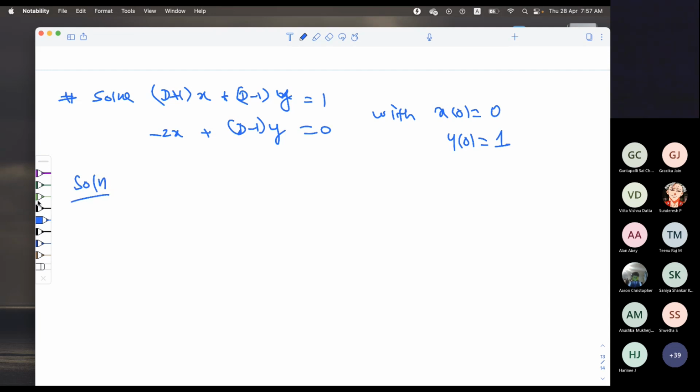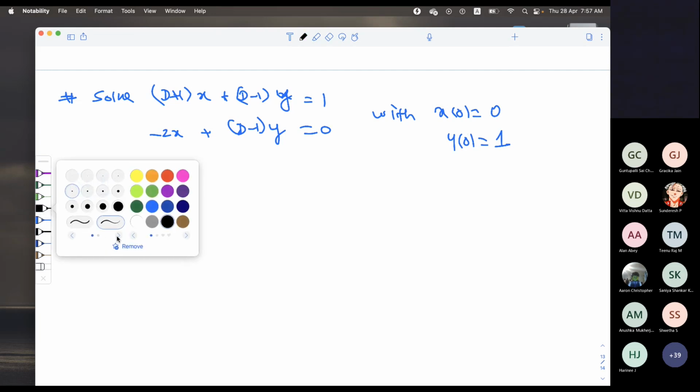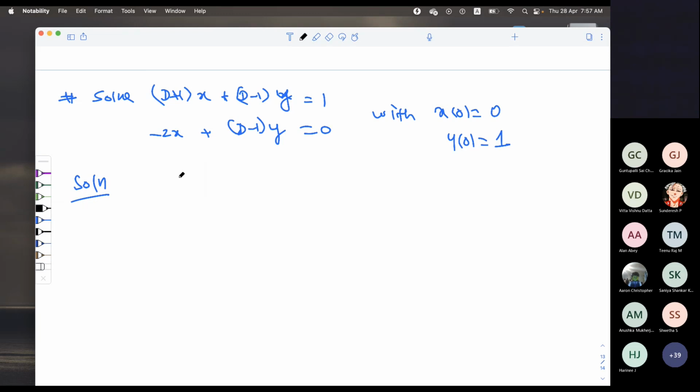So the solution of the problem, now we are going to apply. D means nothing but dx by dt, dy by dt, which means this is the x derivative, this is the y derivative. Is it clear?